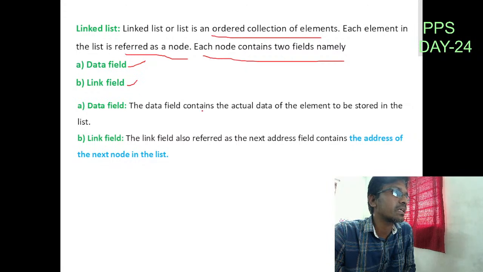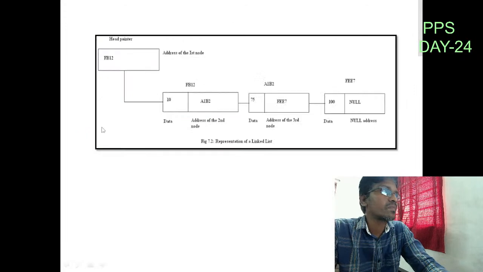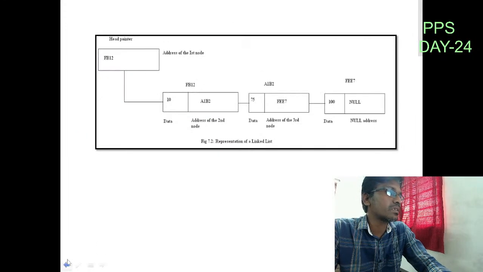So the data field contains the actual data of the node or element. Whereas the link field contains the address of the next node. So the link field or address field contains the address of the next node, whereas the data field contains the actual data of the element to be stored in the linked list. And this is a linked list representation. Here it contains three nodes: a first node, second node and a third node.